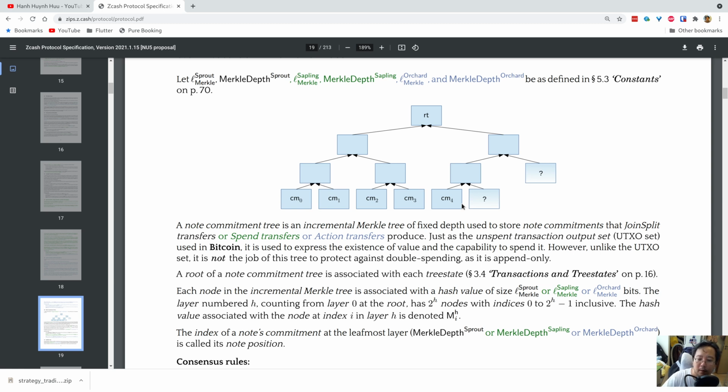All right, so I'm really going to stop here, and the next chat will be about how Rust Zcash maintains this tree and how WarpSync maintains this tree.